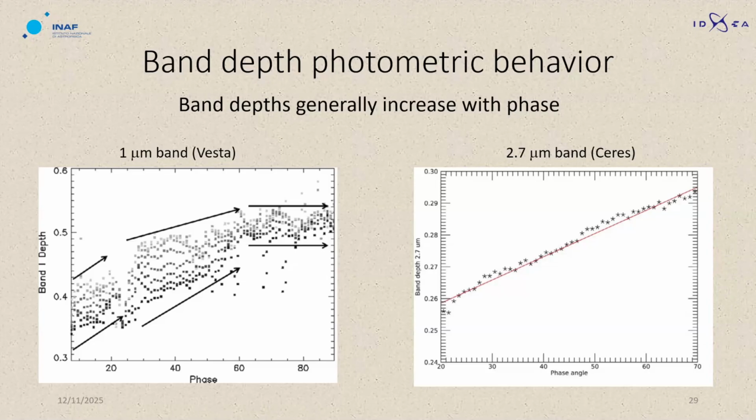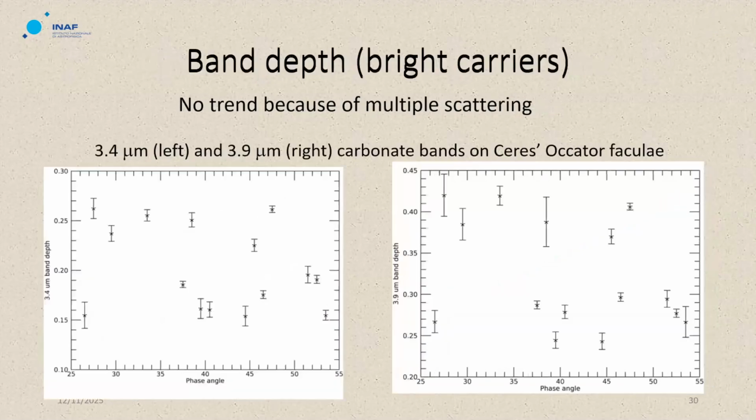If we have a very, very bright carrier, we increase multiple scattering. This is the case of carbonates on Ceres. They are a very bright carrier. And in this case, multiple scattering removes any influence of phase angle. We do not have a trend.